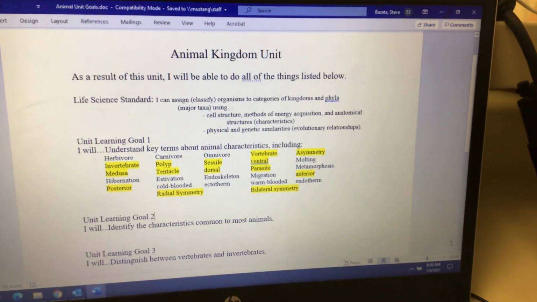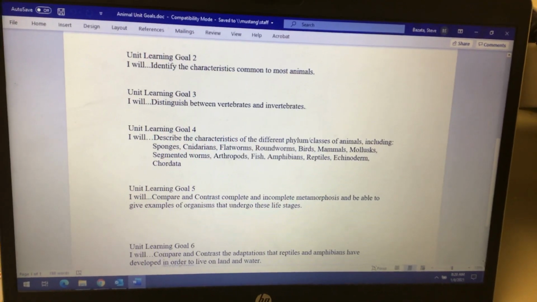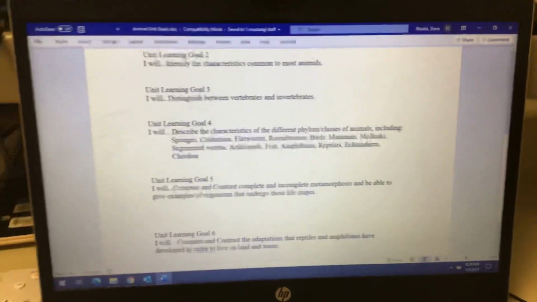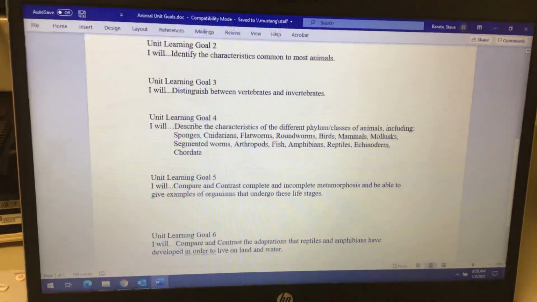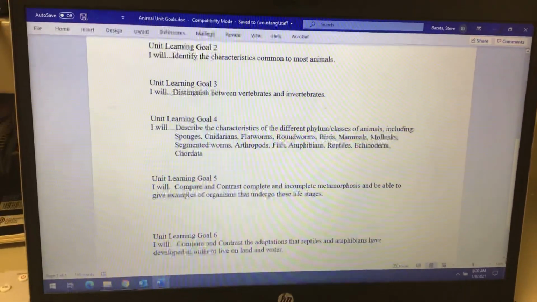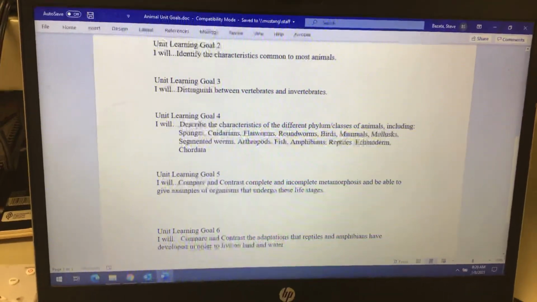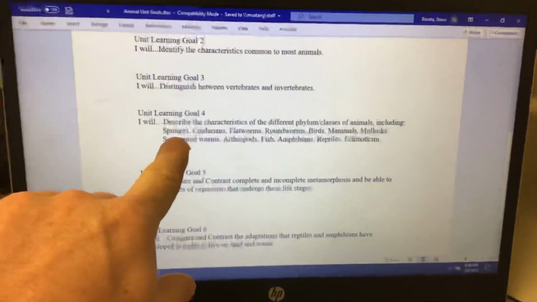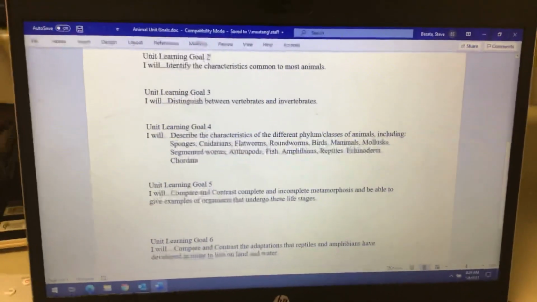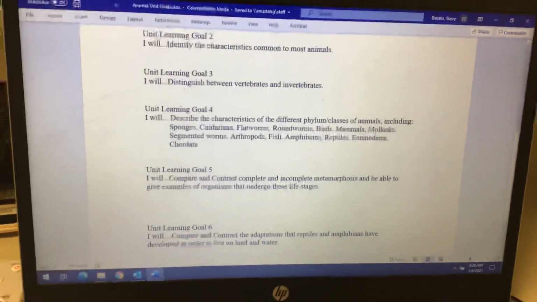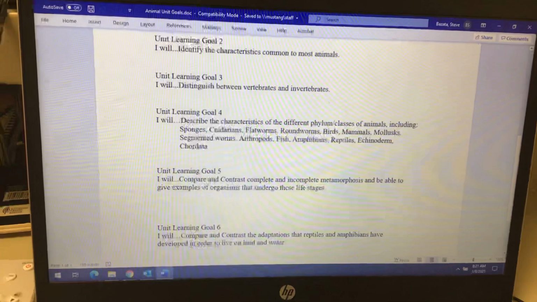We're going to go over characteristics common to most animals. So all animals have this or that. Going to go through that. Talk about the difference between vertebrates and invertebrates. Describe the different phylum. So we're going to break our chapters into phylum. Our first phylum is going to be sponges, cnidarians, and the worms, flat and roundworms. And then we'll break them up further and end up with mammals.